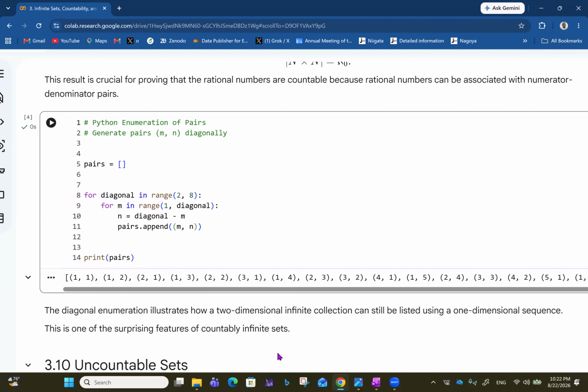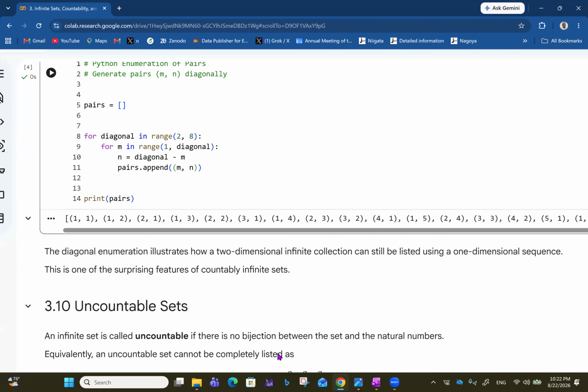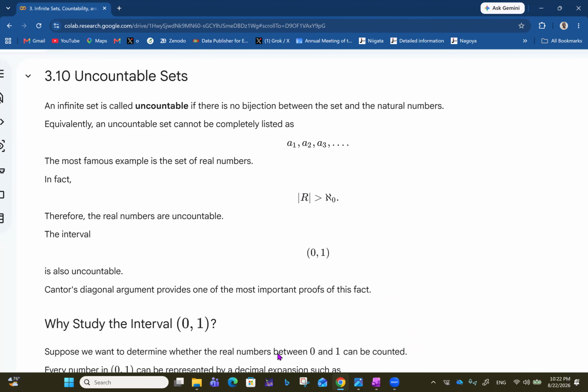So this diagonal enumeration illustrates how a two-dimensional infinite collection can still be listed using a one-dimensional sequence. This is one of the surprising features of countably infinite sets. The major thing we've seen about countably infinite sets is that though they are infinite, all the elements can be listed, and they can form a bijection. They can be matched one-to-one with natural numbers.